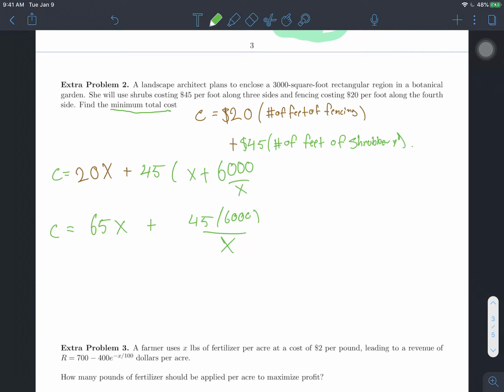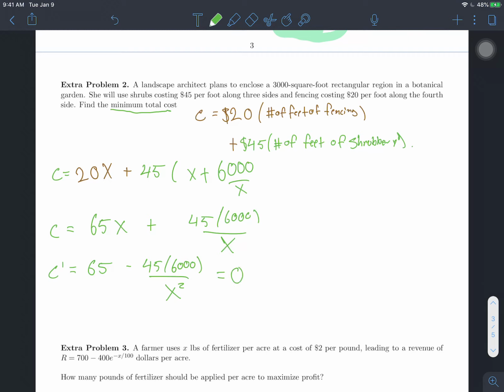If I want to do that, I should find the derivative. It's going to be 65 minus 45 times 6,000 over x squared. I did the derivative of x to the negative 1 there. The negative 1 came down and got multiplied, and the power became 1 less than it was before, so the power became negative 2. And I want this to be equal to 0.